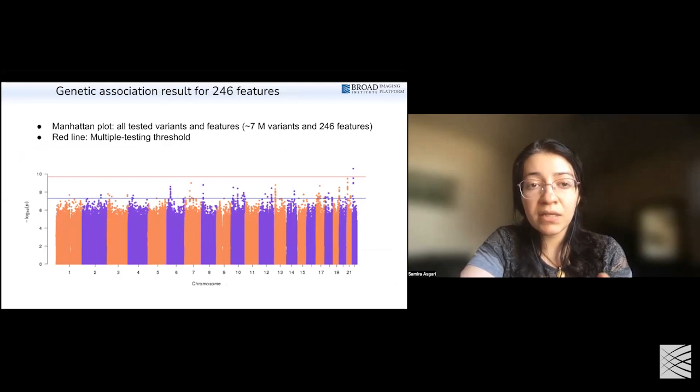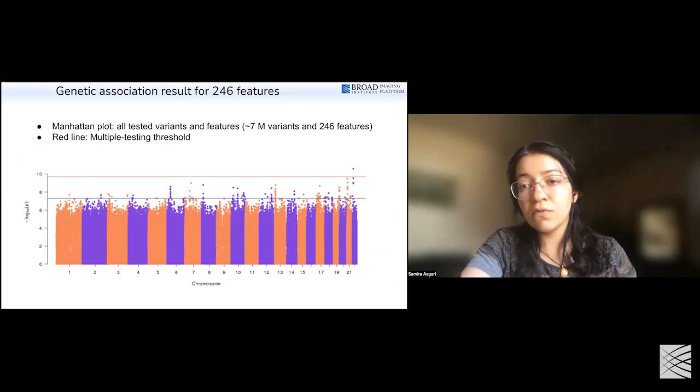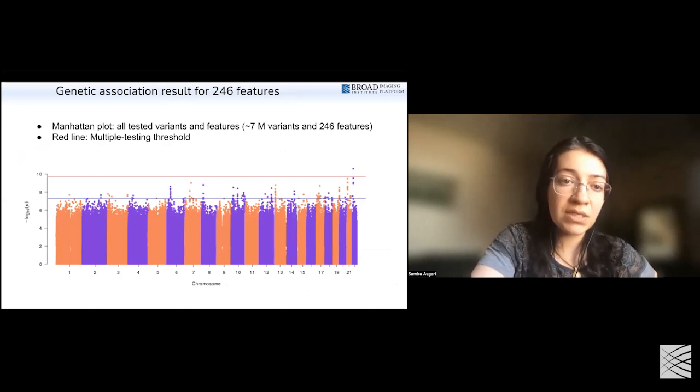This is the Manhattan plot of all the tests that we have done, which shows basically the association of 7 million variants with 246 features. So each dot represents the result of one of these tests. The total number of dots in this plot is 7 million times 246.